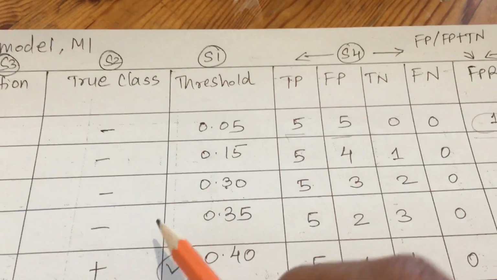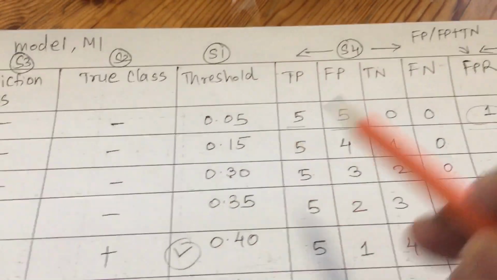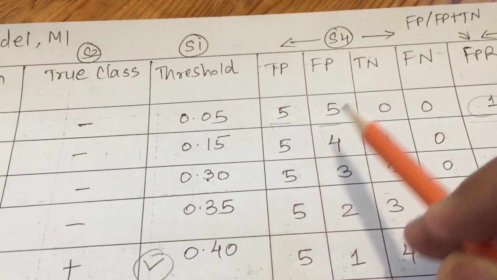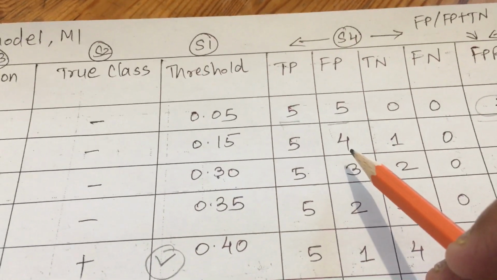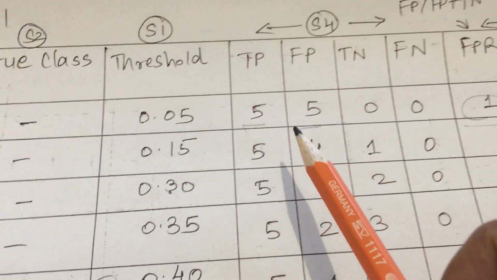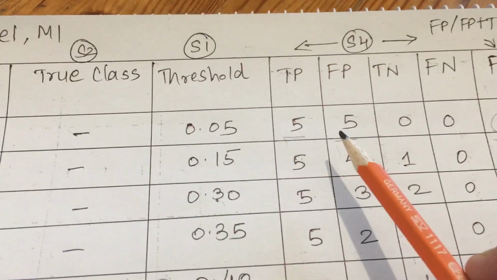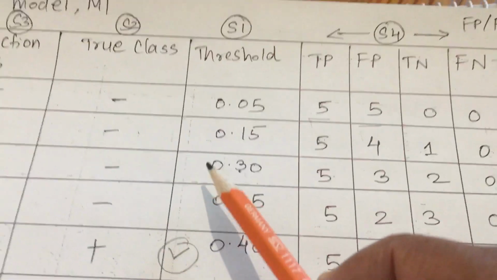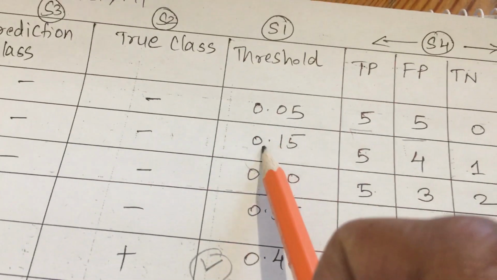And if you have the previous class label as positive, then what you do is you decrement the TP value and you just let the value stay as it is for FP. Now I'll just explain this. So we have this initialization, that is 5 5. So we have to predict the TP, FP, TN, FN of 0.15.